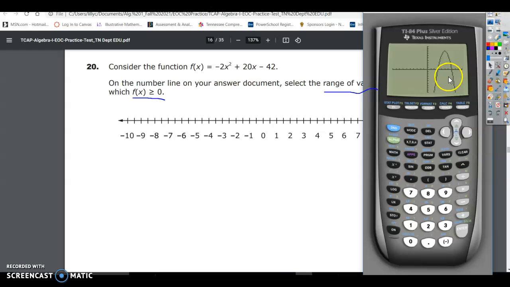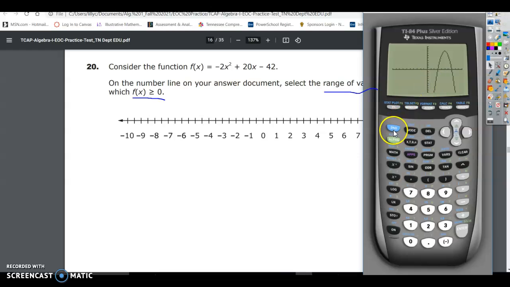All right, so all of these values here are below 0. So y is our f of x. This is our range. Okay, so x is our domain and y is our range. So what values are below here? You can see it kind of looks like 3, 4, 5, 6, 7. So it looks like everything between 3 and 7 is above 0.